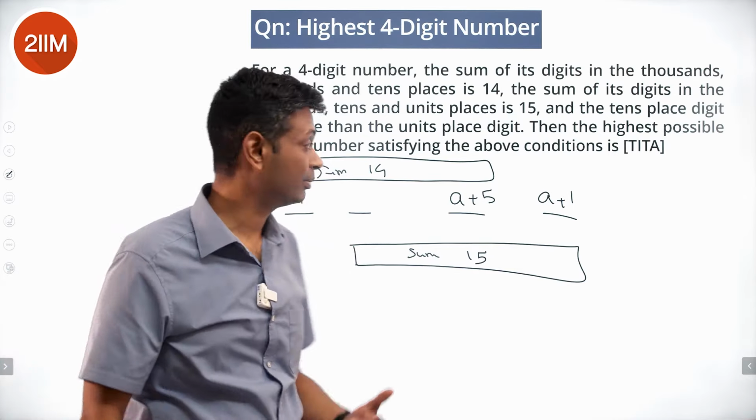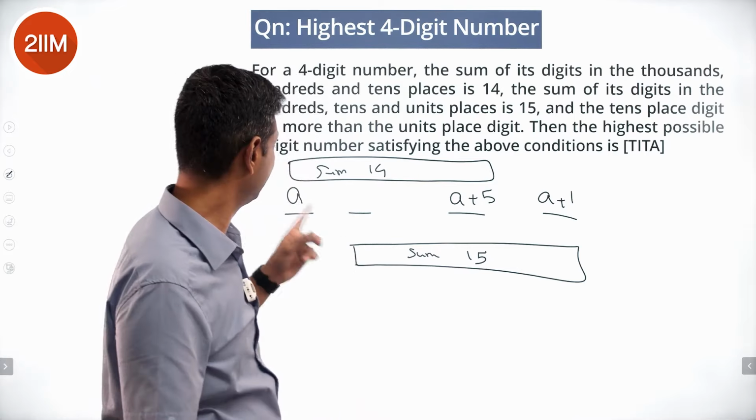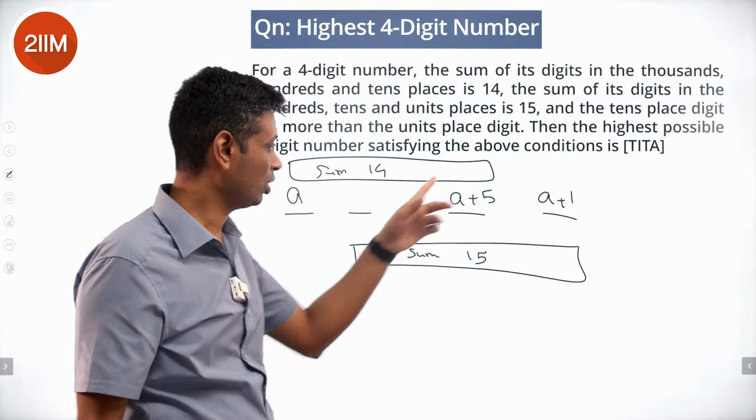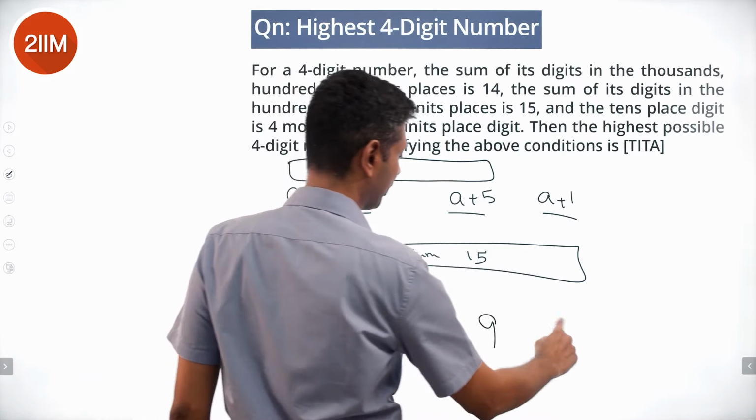Highest possible four-digit number. These three should add up to 14. It should be as high as possible. This is A plus 5. This is A. We cannot have a digit more than 9. We plonk this as 9. I mean, this will be 4. This will be 5.